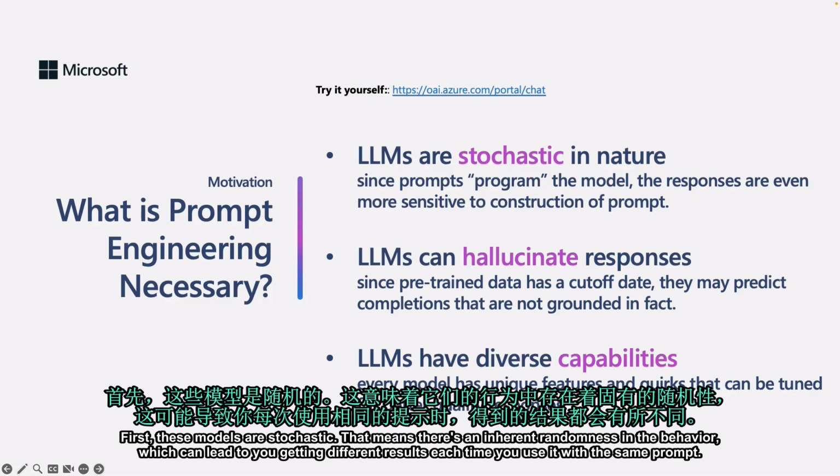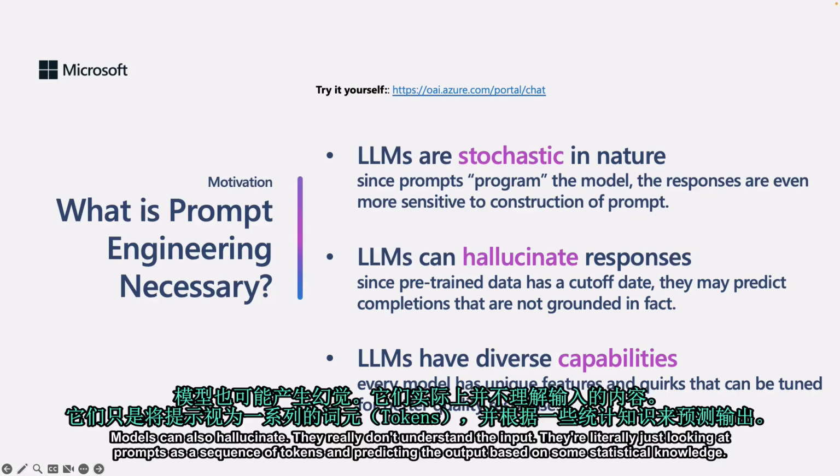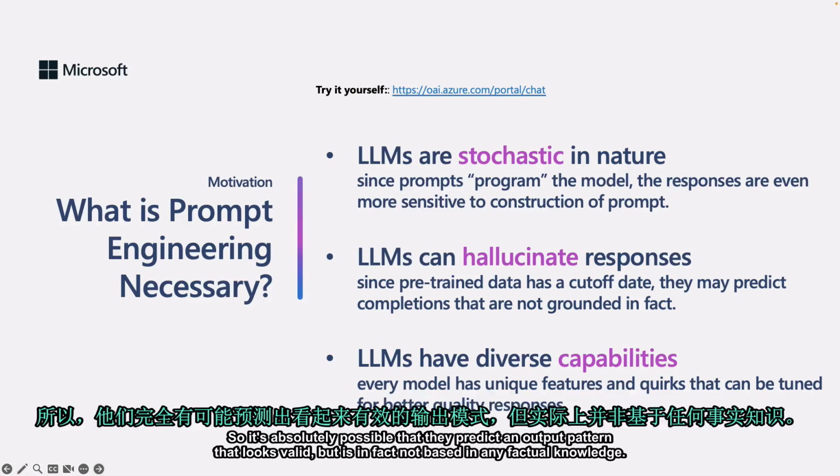First, these models are stochastic. That means there's an inherent randomness in the behavior, which can lead to you getting different results each time you use it with the same prompt. Models can also hallucinate. They really don't understand the input. They're literally just looking at prompts as a sequence of tokens and predicting the output based on some statistical knowledge. So it's absolutely possible that they predict an output pattern that looks valid, but is in fact not based in any factual knowledge.